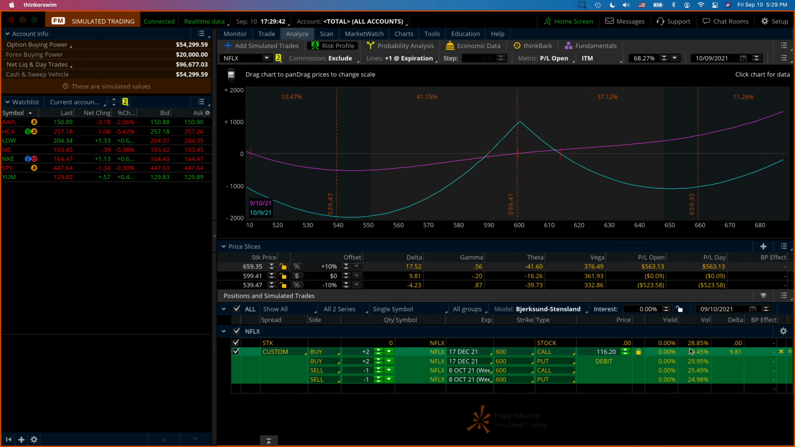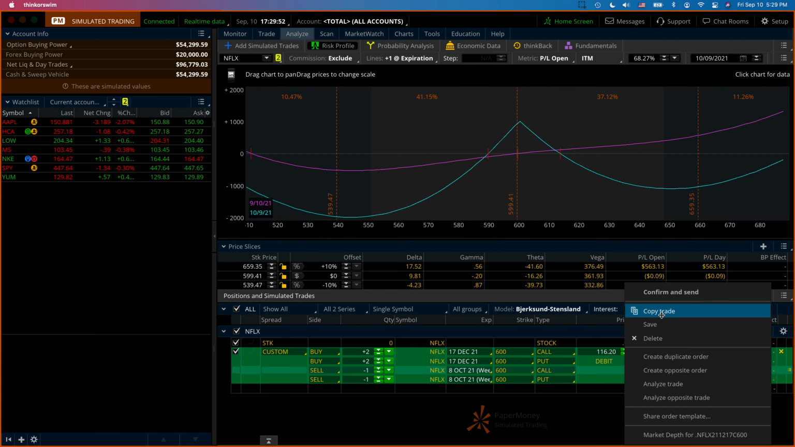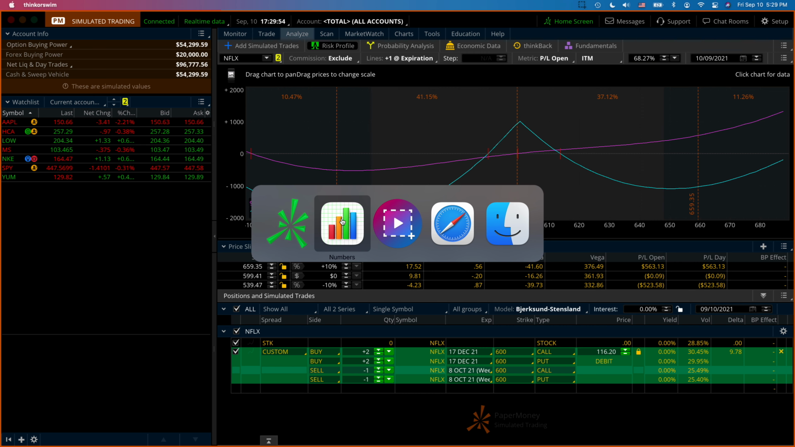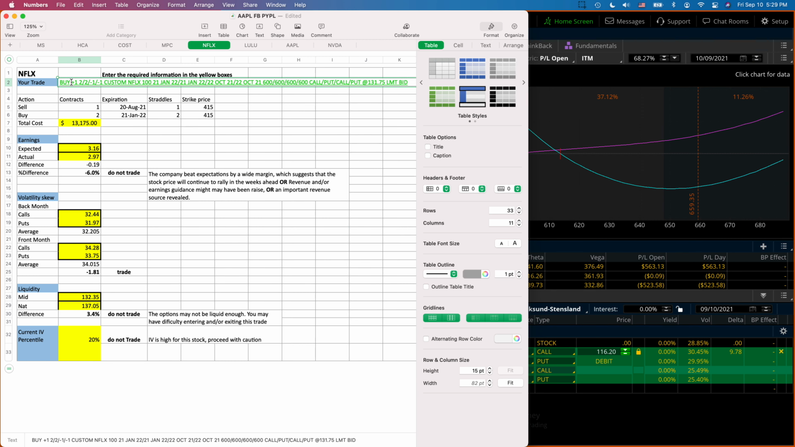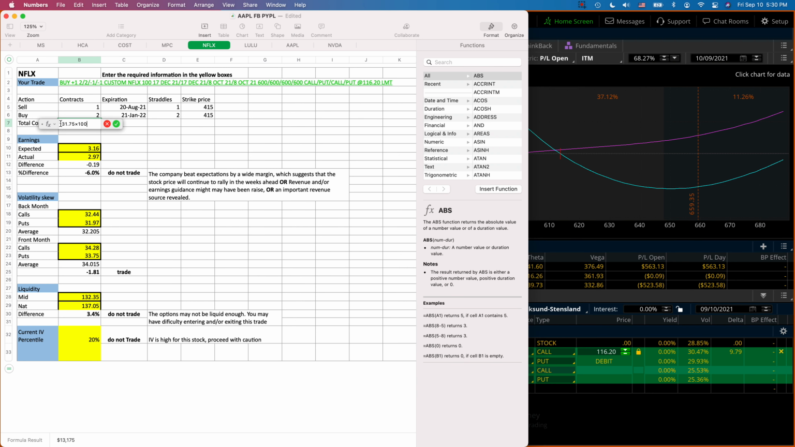First take a look at the volatility skew. Well, that doesn't look very good, does it? You can, let's say, copy that trade, and you can paste it in your spreadsheet. The price is 116. That seems like a little too much because it's beyond our range, so that won't work.